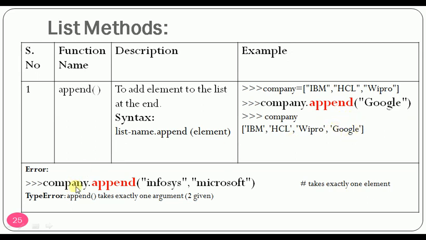Look at this example, company.append Infosys, Microsoft. I want to add Infosys and Microsoft, these company names, to the company list. But this will generate a type error because you can add at a time one element only to the end of the list using this append. Append method is only meant to add only one element. That is why this statement will generate an error message.